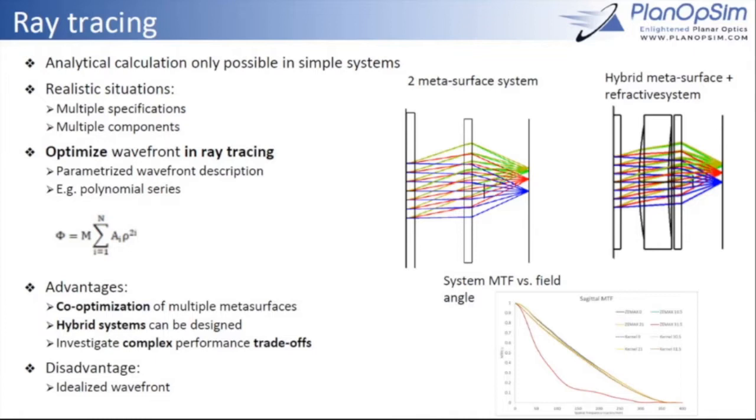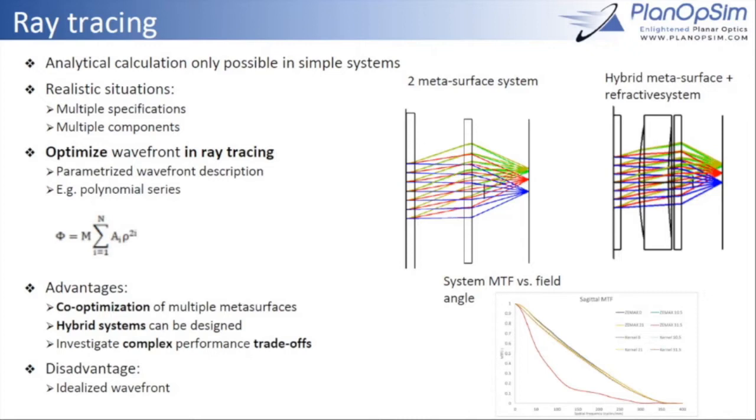This is much more complicated. On top of that, a real application demands that you balance different trade-offs and specifications, for instance, the spectral performance versus field of view. But this is exactly the domain in which ray tracing excels, and we can optimize this in ray tracing using parameterized wavefronts, for instance, with a polynomial series. That gives us the advantage that we can co-optimize this. We can design hybrid systems.